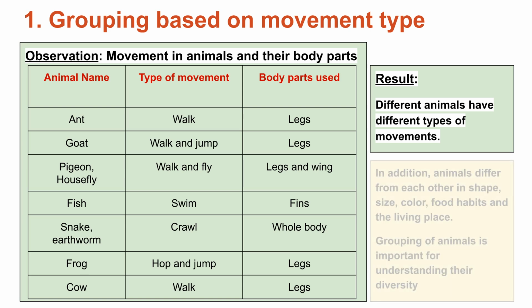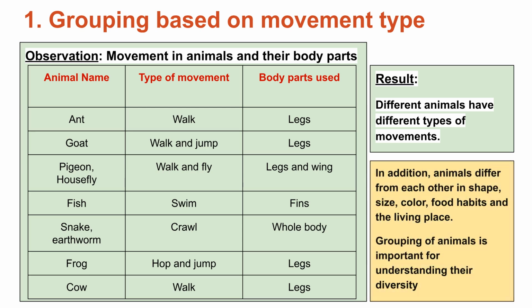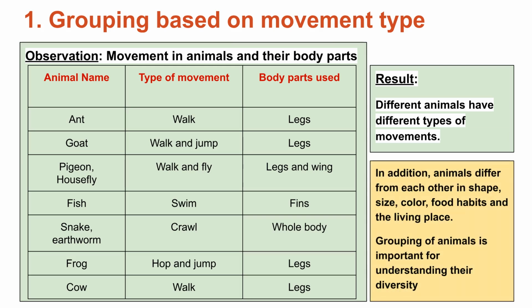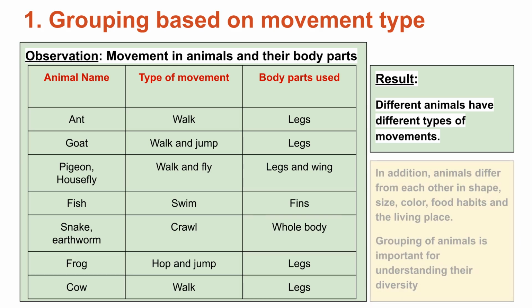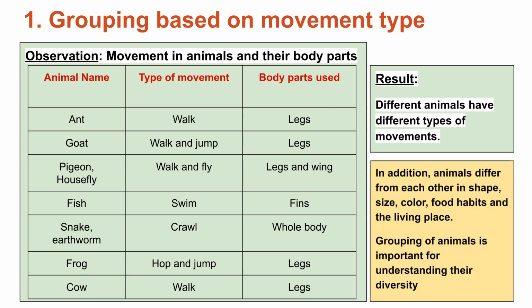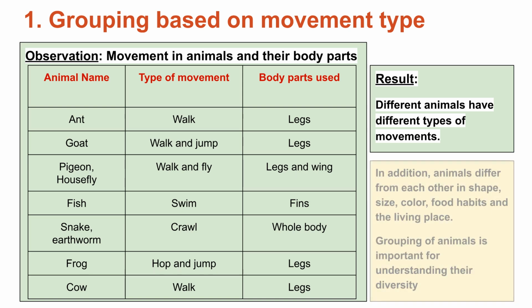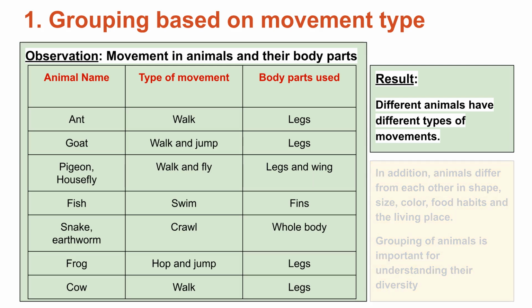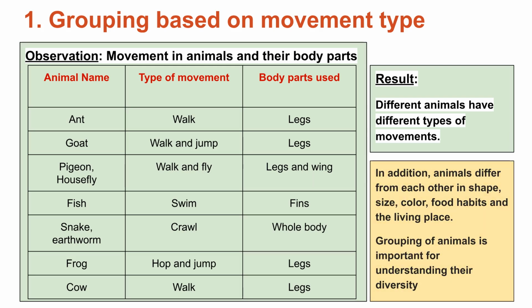With this activity, we can make an observation table as shown on this page, also given in your textbook, where we can write the animal name that you observe, the type of movement they do, and the body parts used by them. For example, ants, जो चींटियां होती हैं वो ऑब्जर्व हमें दिखती हैं, so they generally walk and they use their legs. Similarly, pigeon या कोई एक हाउस फ्लाई होती हैं, they generally walk or fly and they use legs and wings. So this movement is another different way of grouping the different animals together.